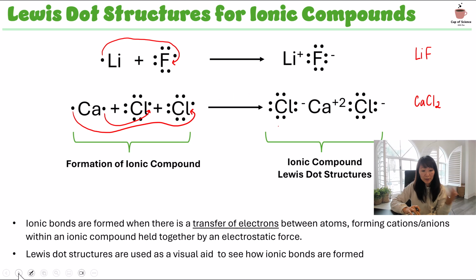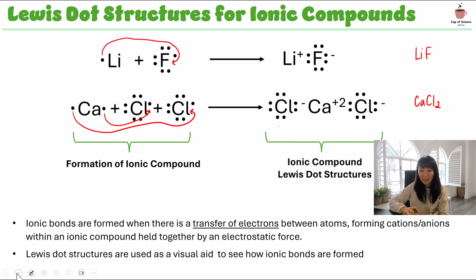Let me give you a book definition. Remember that ionic bonds are formed when there is a transfer of electrons, forming a cation and an anion. They're able to stay together because of the electrostatic force: opposite charges attract. Lastly, the Lewis dot structures are just the visualization. You can see how ionic bonds are formed in this case.